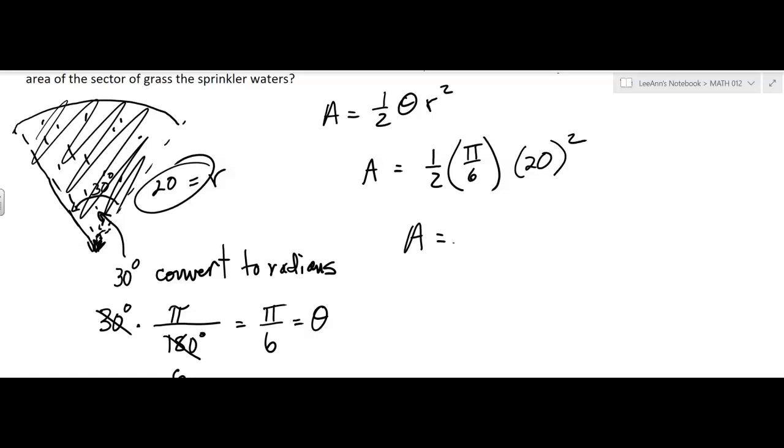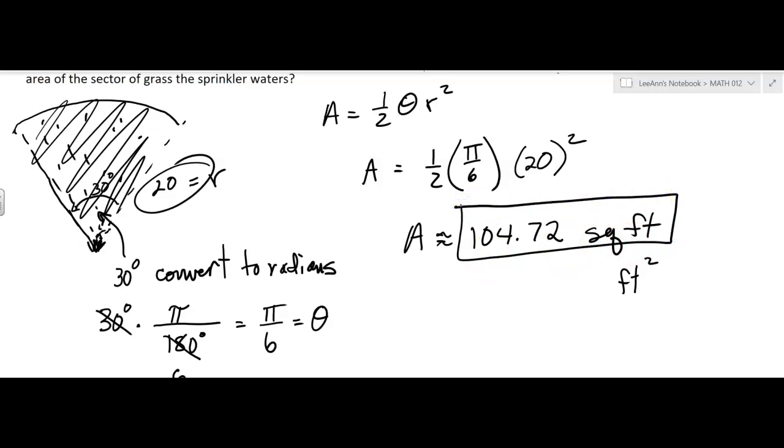And I'm getting approximately 104.72, and this is going to be a square measurement because it's area and it's feet, so it's going to be square feet. They can write square feet like that, or they might write square feet like that. So, whatever your preference is.